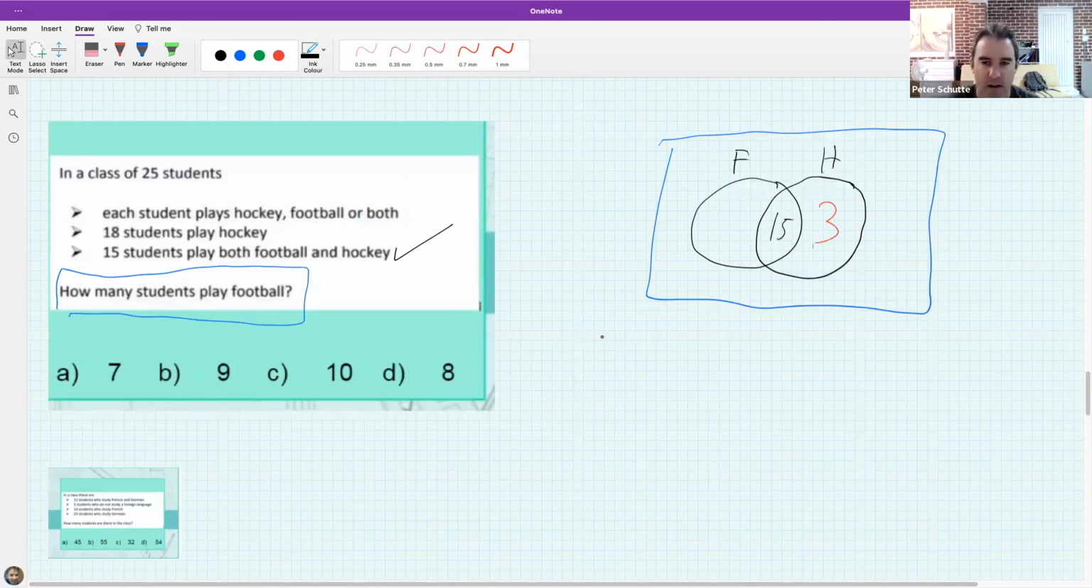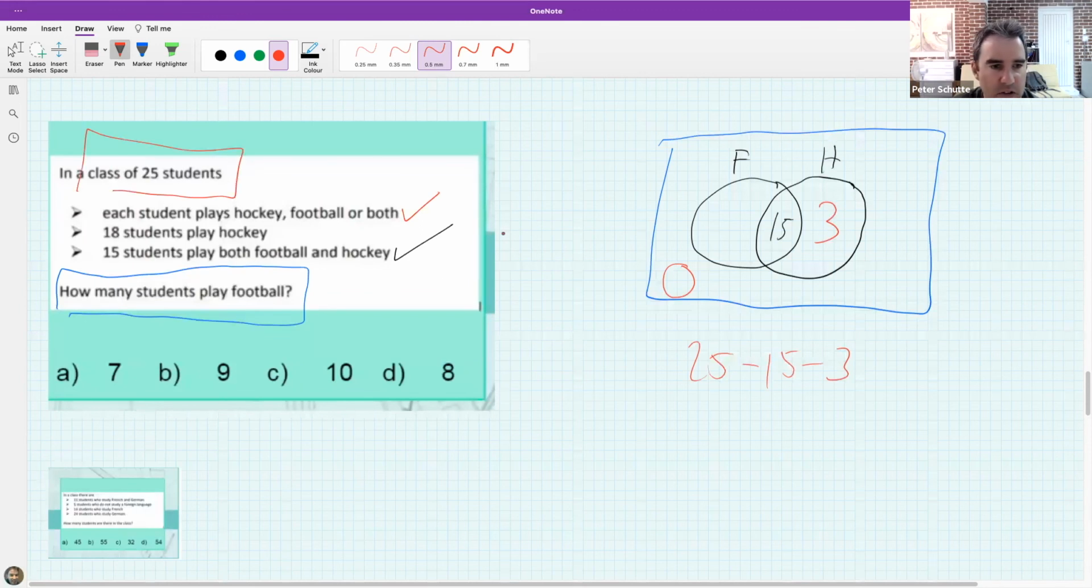Now, how does this statement, each student plays hockey, football, or both, what does that mean? I think that means that nobody does nothing. So basically there's a 0 out here. Nobody does nothing. So then what is football going to be? I think it's just going to be 25 minus 15 minus 3, because there's 25 in total.